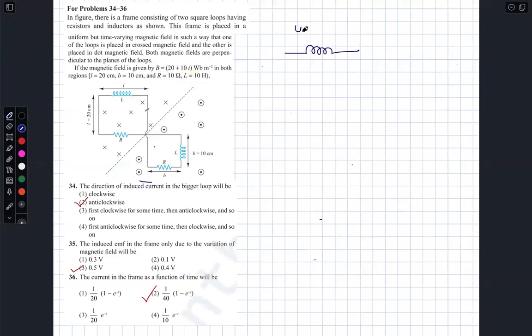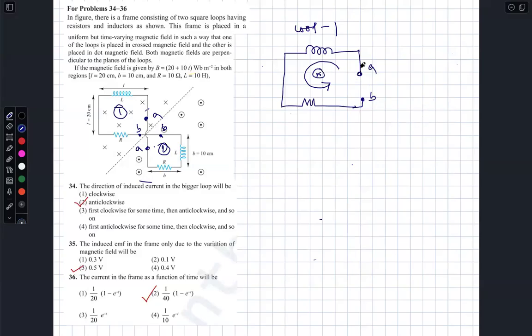Loop 1. This is loop 1 and this is loop 2. Then this is point A and this is point B. This is A, this is A, this is point B and this is point B. And it displays the current in anti-clockwise sense because of the inward field.